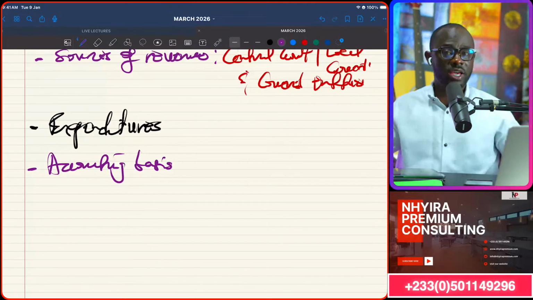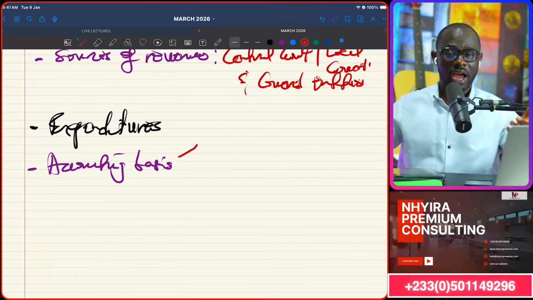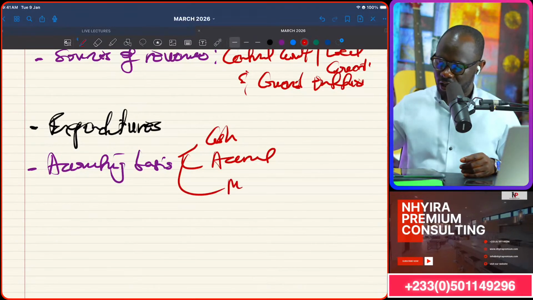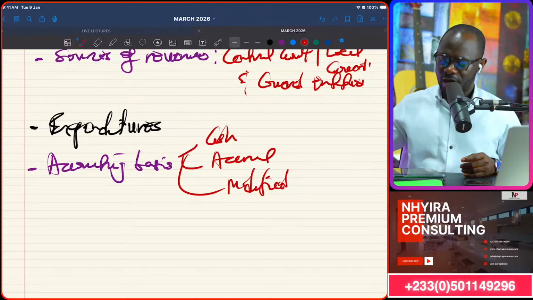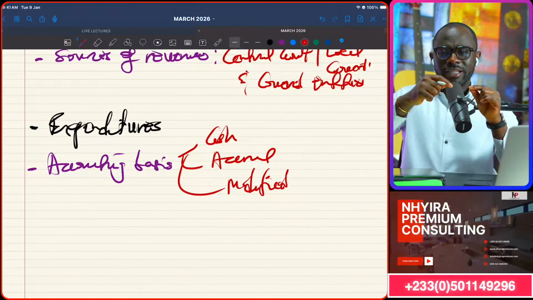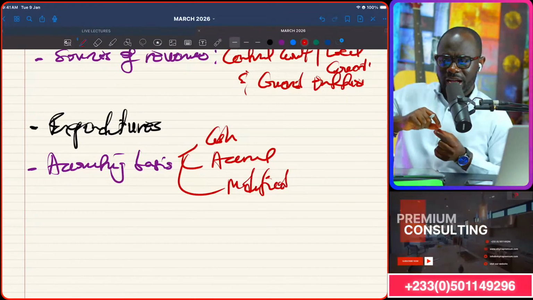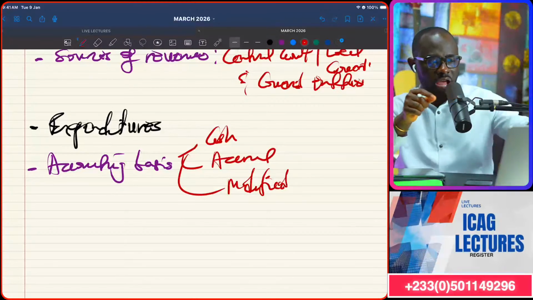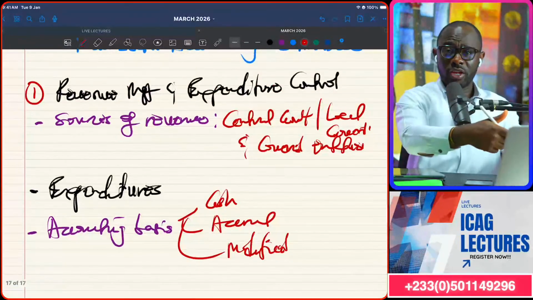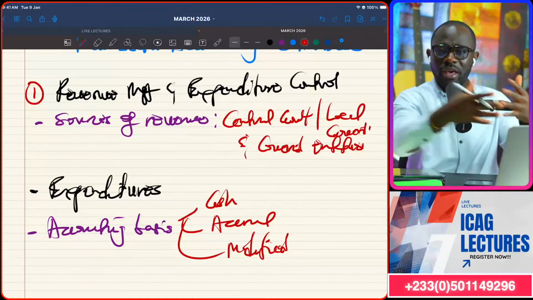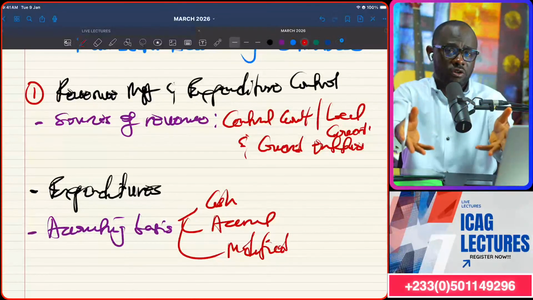Okay, accounting basis. And you know the accounting basis, right? The cash basis of accounting, accrual basis of accounting, modified cash basis, modified accrual basis of accounting. Because it is the accounting basis that they are using that will influence us on how we will recognize revenue items and expenditure items. So accounting basis then becomes the bedrock.